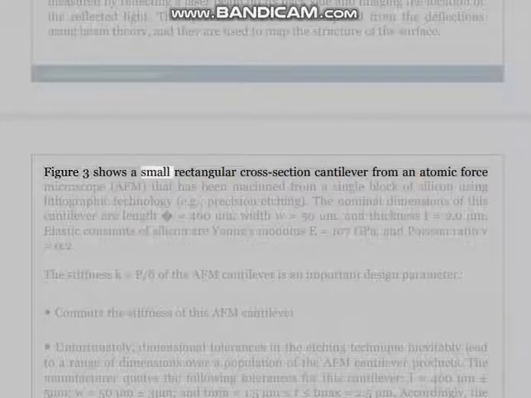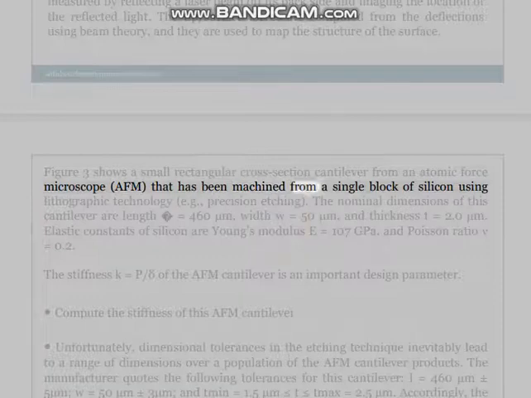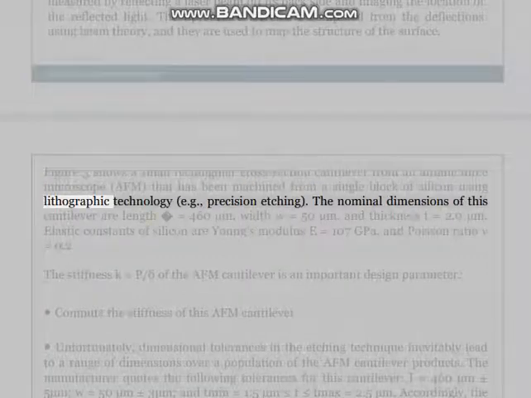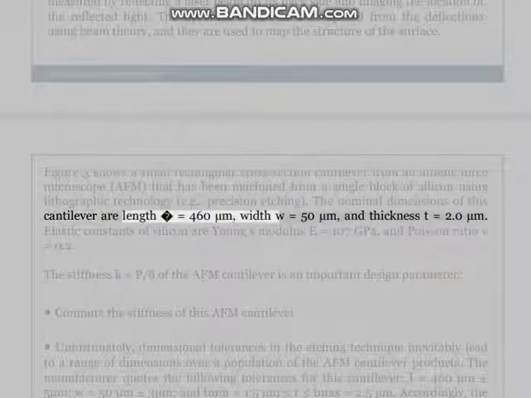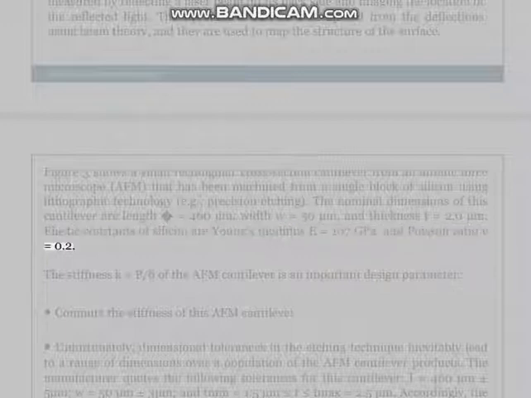Figure 3 shows a small rectangular cross-section cantilever from an atomic force microscope, AFM, that has been machined from a single block of silicon using lithographic technology, for example, precision etching. The nominal dimensions of this cantilever are length L equals 460 μm, width w equals 50 μm, and thickness t equals 2.0 μm. Elastic constants of silicon are Young's modulus E equals 107 GPa, and Poisson ratio nu equals 0.2.